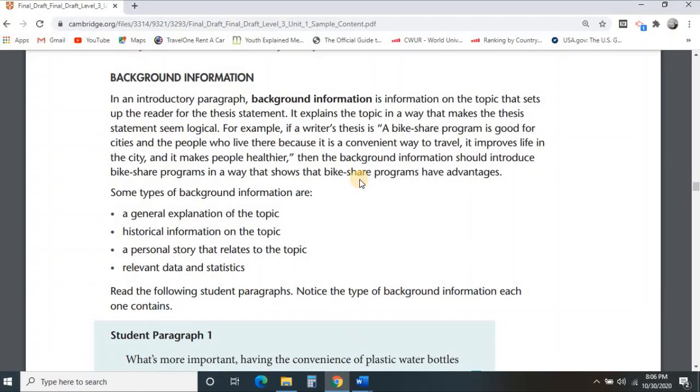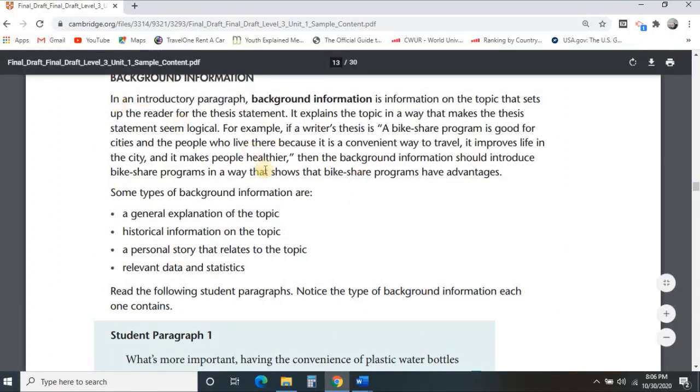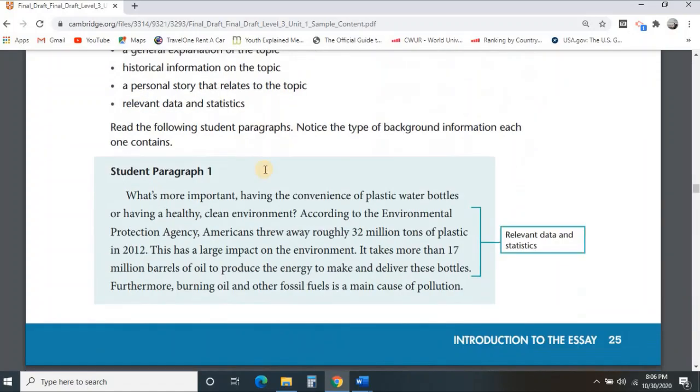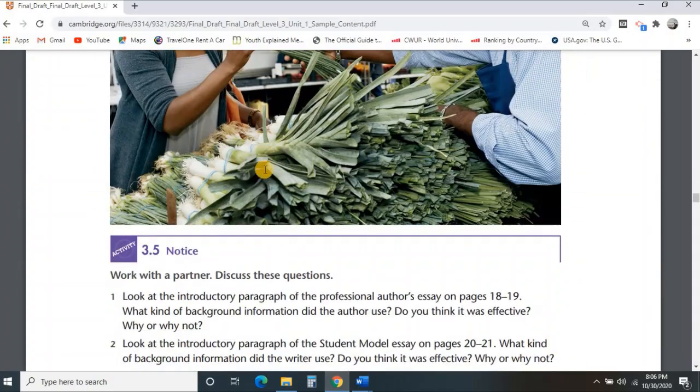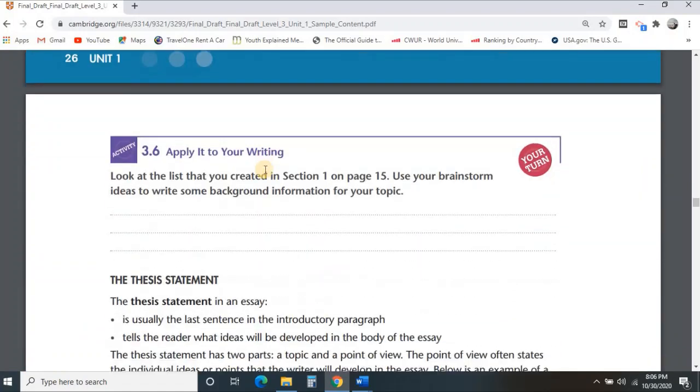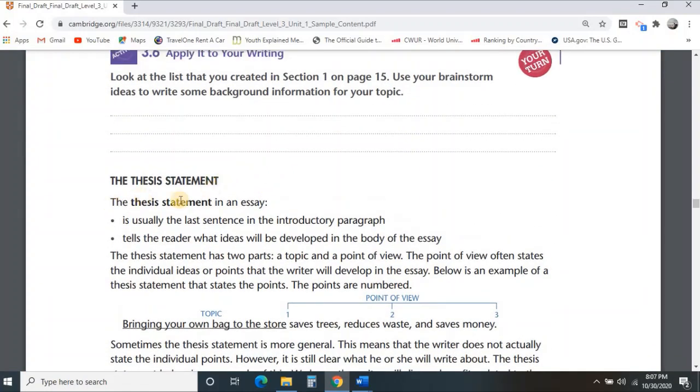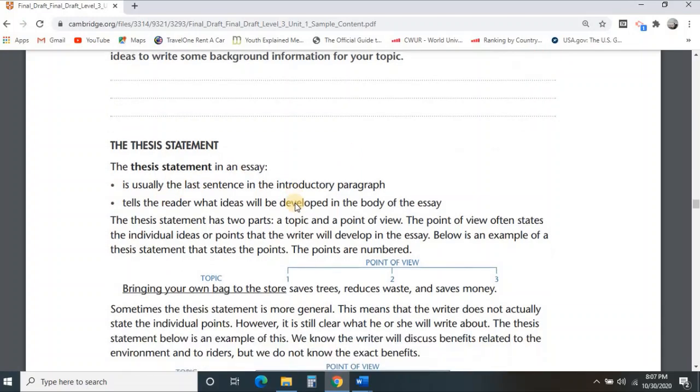Okay, so we talked about the hook and background information. Now it is time to talk about the thesis statement. Now, what's a thesis statement? The thesis statement, as I mentioned before, is the core of the essay. Some characteristics of a thesis are that it is usually the last sentence in the introductory paragraph, and I want you please to make it the last sentence.